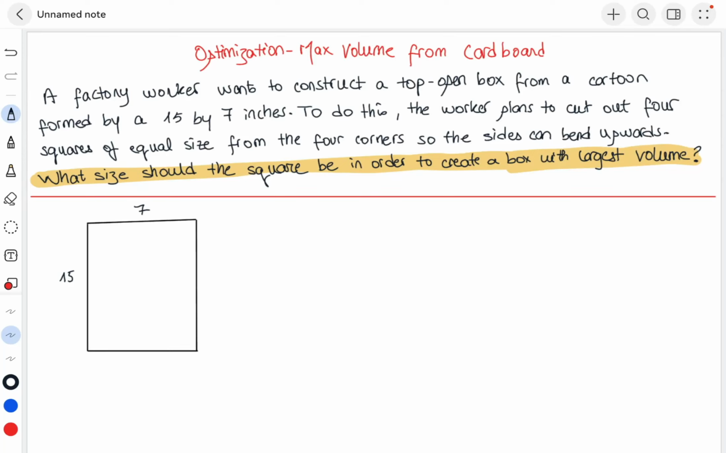Today, we will be solving an optimization problem where we will be finding the maximum volume of a box made from a cardboard. So, I prepared for you two questions. This is one of them, and we'll do the second one later on.